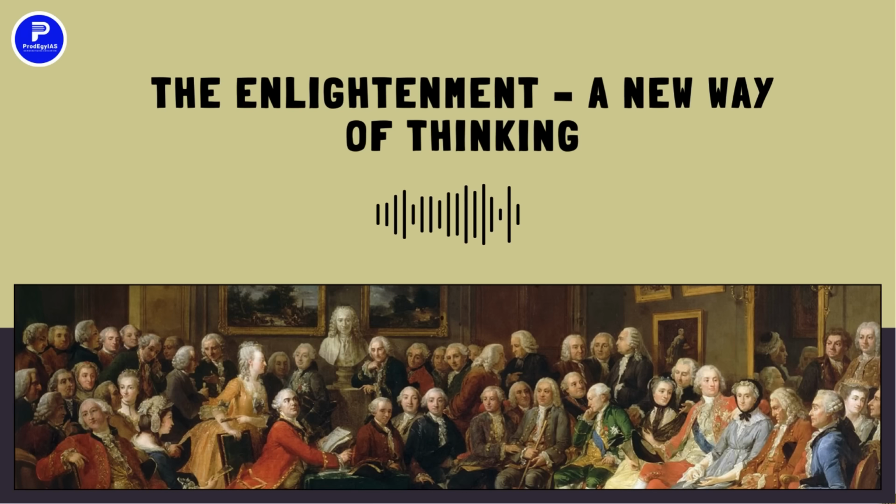Then came the Enlightenment, a new way of thinking. The Enlightenment era, 17th to 18th century, was Europe's intellectual revolution. For centuries, kings and the church had shaped thought. The society was completely ruled by the church and the monarchy. But the Enlightenment thinkers boldly asked, why should tradition and authority decide everything? Can reason and science explain society as well as nature?